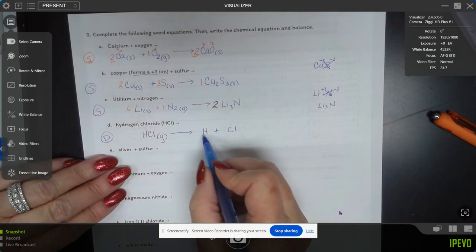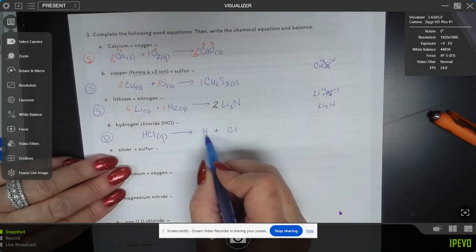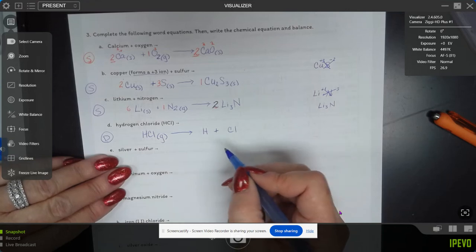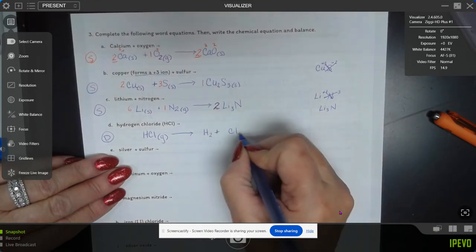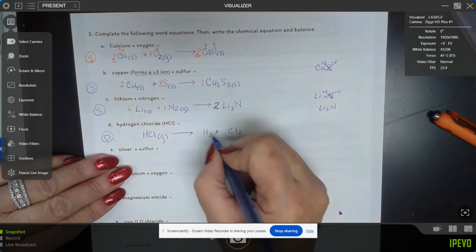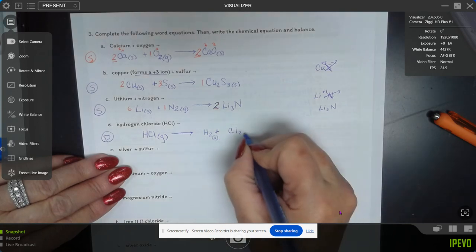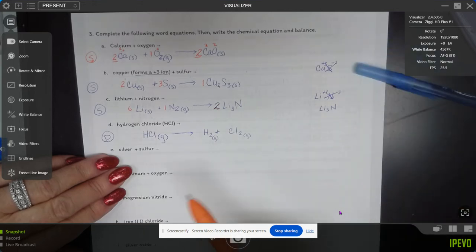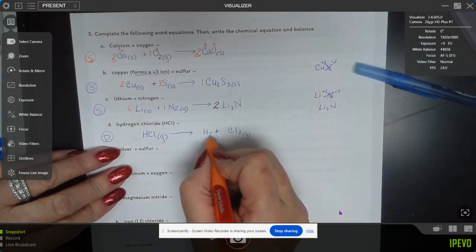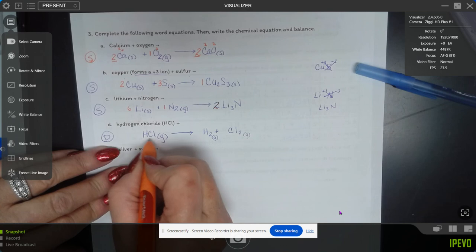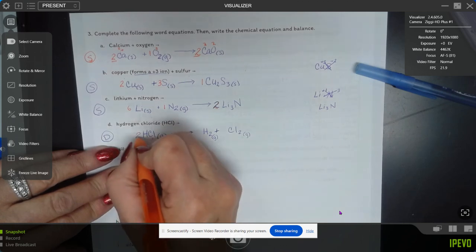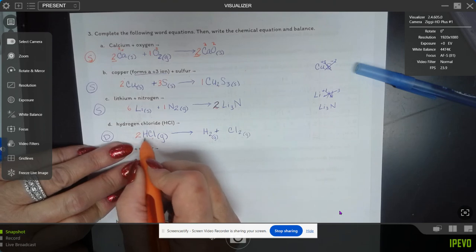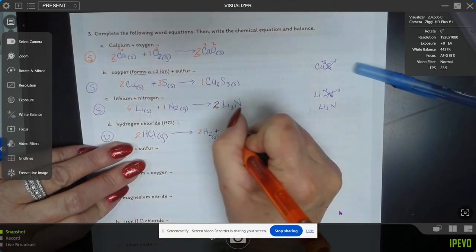All right, then when we do decomposition, we have to look: are these part of the Haber-Finkel 7, the 7 diatomic elements? Yes, they both are, so they both get a 2. And they're both gases, hydrogen gas, chlorine gas. If you look, I have 2 hydrogen, 2 chlorine. Over here, I have 1 of each. So that one's pretty straightforward to balance. If I just put a coefficient of 2 out there, I'm good.